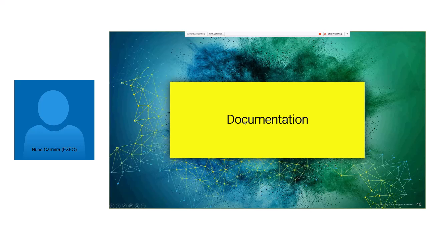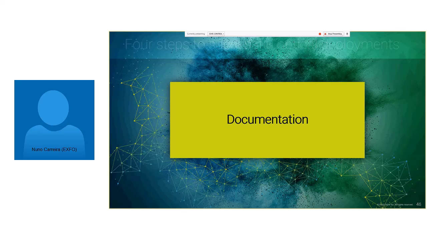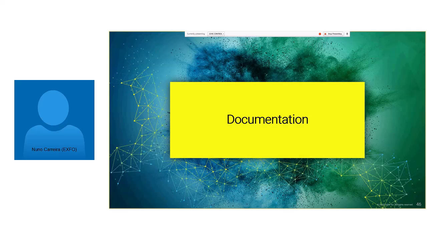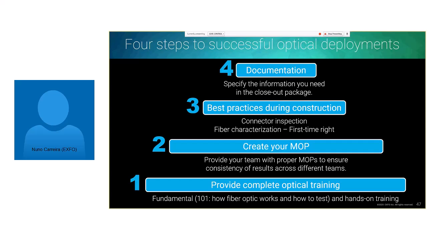So the next phase will be documentation. It's going to be just a brief overview of the proposed documentation. Here I was going to mention the 4 steps for successful optical deployments. With no training, no MOP, that is a method of procedure or test spec, no best practice and no documentation, it's impossible to have a successful optical deployment. Being FTTH, metro, core, or data center, you always need to have these 4 in order to be strong and have a successful optical deployment.